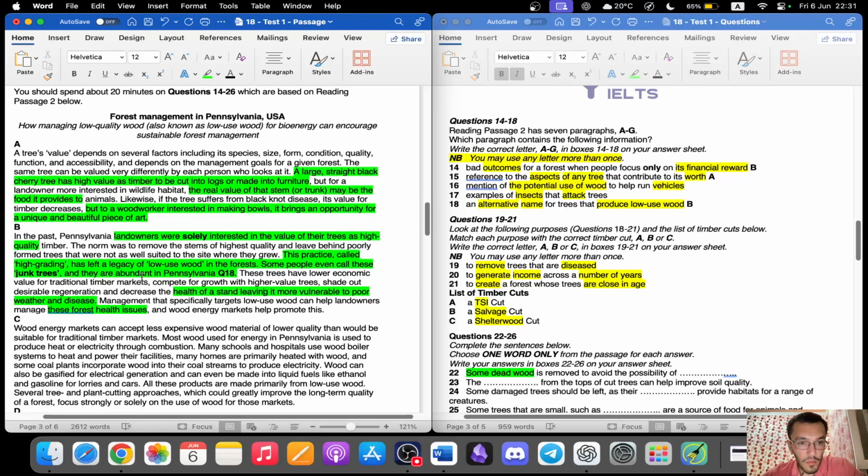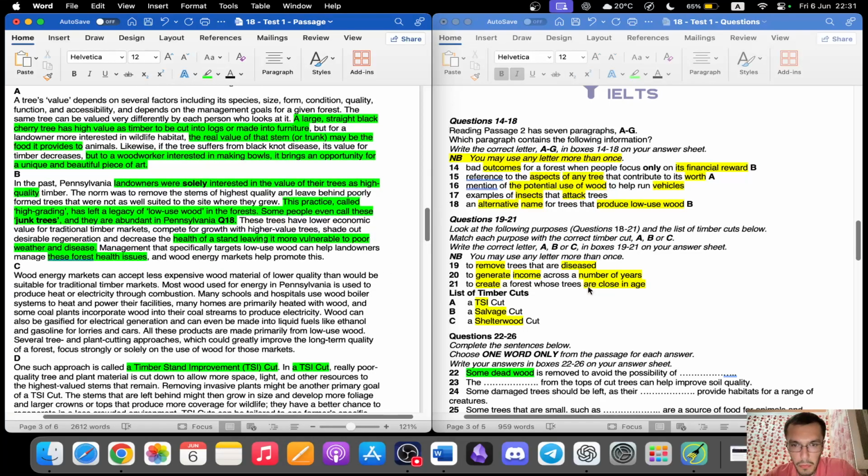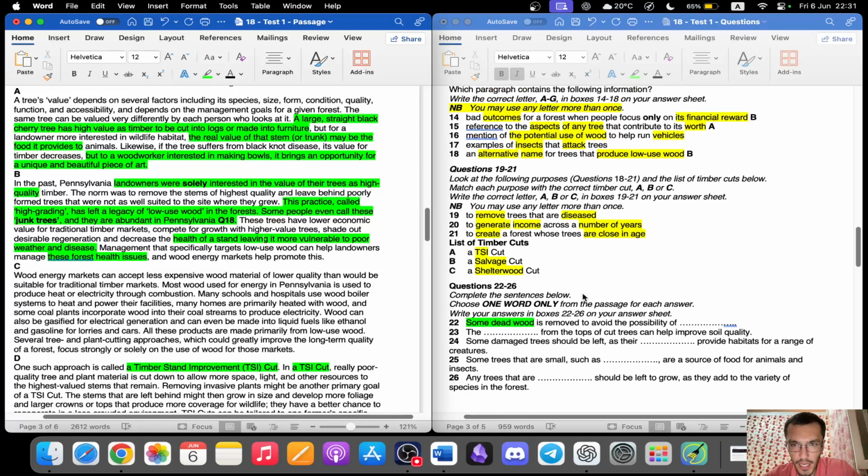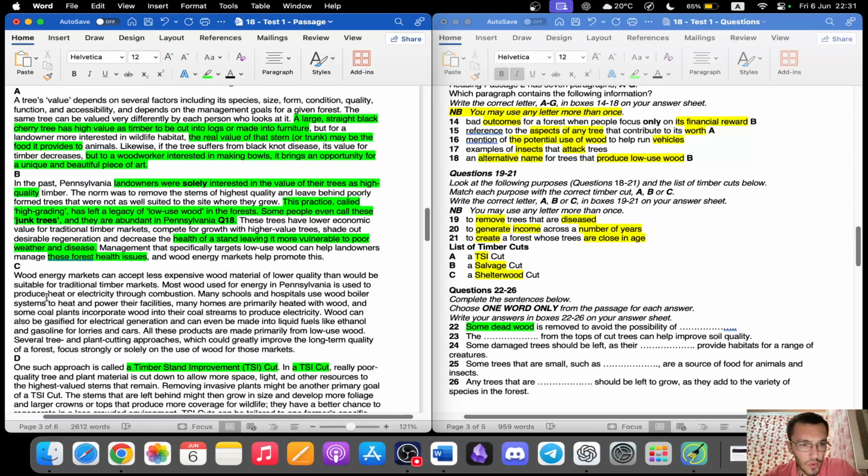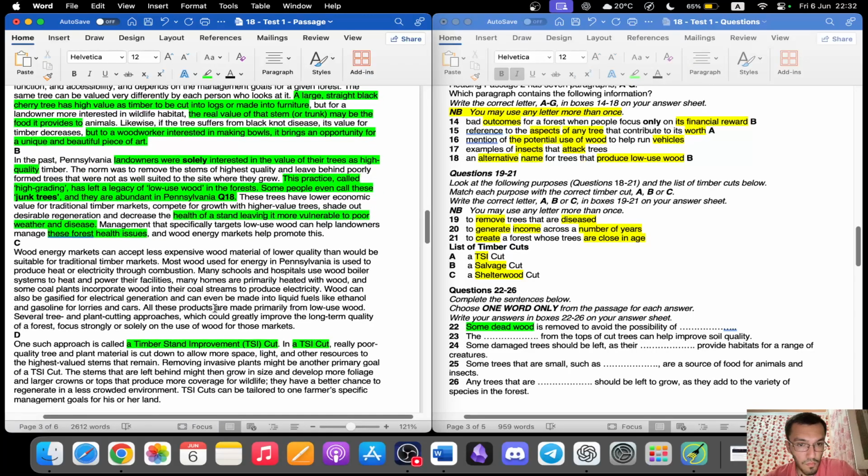So we're going to go a little bit more. We didn't come to the TCI cut just yet. We didn't find any answers for that. So wood energy markets can accept less expensive wood material of lower quality than would be suitable for traditional timber market. Most wood used for energy in Pennsylvania is used to produce heat or electricity through combustion. Many schools and hospitals use wood boiler systems to heat and power their facilities. Many homes are primarily heated with wood, and some coal plants incorporate wood into their coal streams to produce electricity.